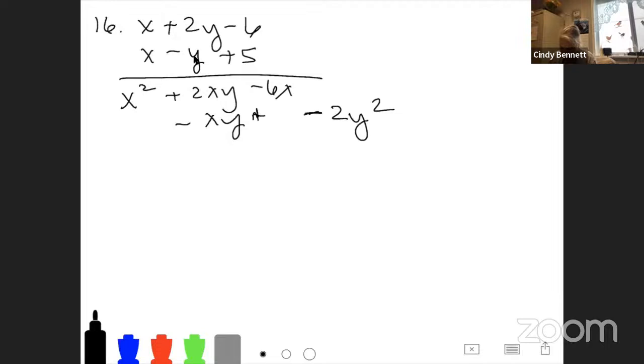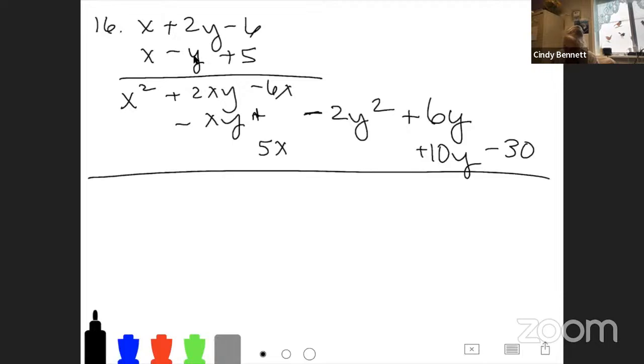Okay, that negative has to go on the 2y squared. And then positive 6y. Then you multiply 5 times everything. So that's 5x plus 10y minus 30. So I might have to rearrange something here. x squared. 2 minus 1 is 1. So that's plus xy plus x minus 2y squared plus 16y minus 30.